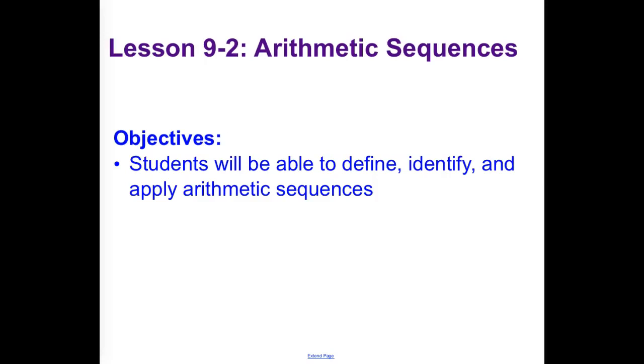In section 9.2, we focus on a very specific type of sequence. These are called arithmetic sequences. We are going to look at what makes something an arithmetic sequence, how we can tell if something is arithmetic, and then how we apply our different formulas to create an explicit or recursive rule for those.